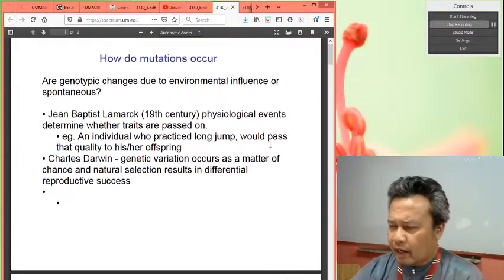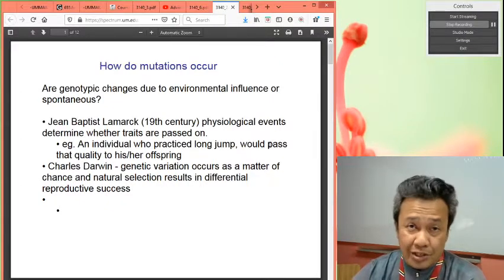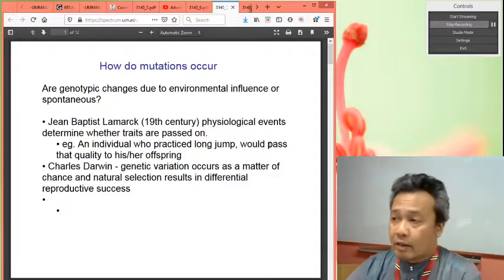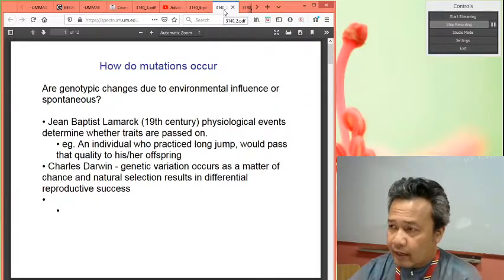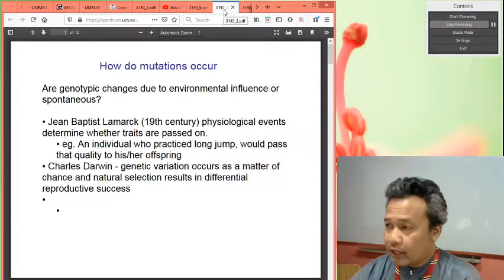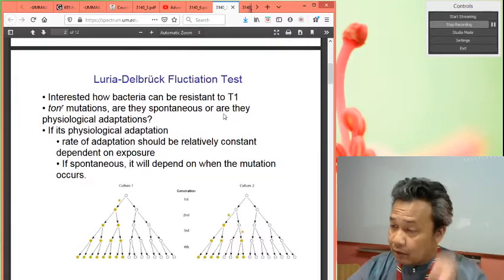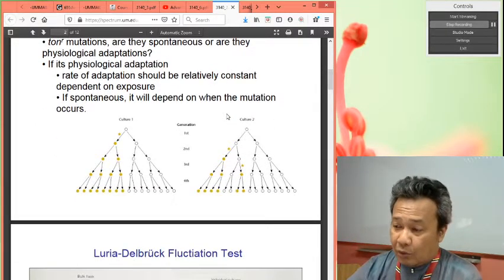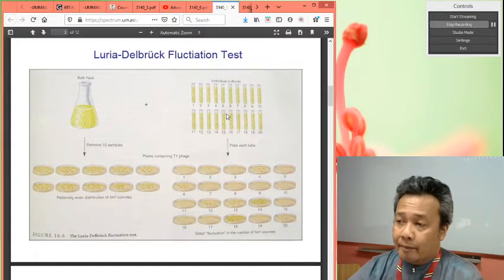So after I've done the videos for the mutation, the Twyman paper, right? This one I'm looking at file 3140-2. This one talks about the Luria-Delbrück fluctuation test, and what's important here is this experiment.